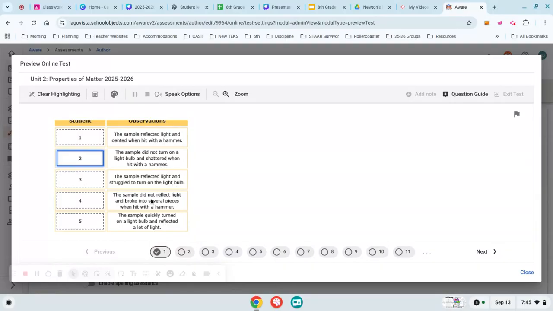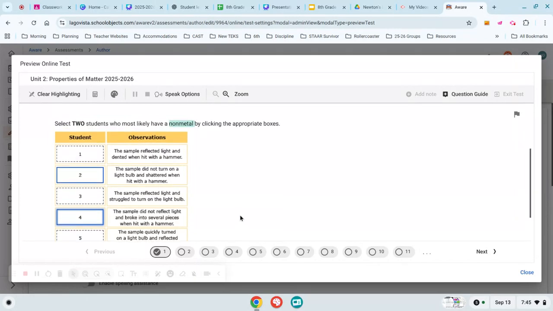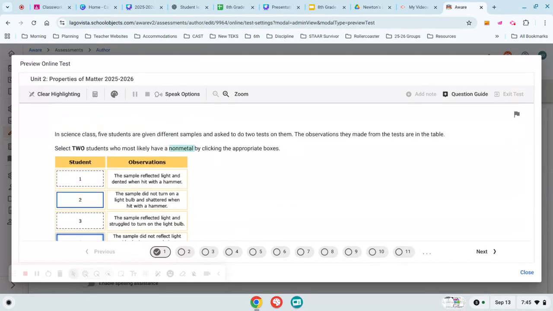The sample did not reflect light and broke into several pieces when hit with a hammer. That's almost exactly the same as the first one, so that is also my non-metal. The sample quickly turned on a light bulb, so that's a metal. It definitely is not a non-metal. So those should have been your 2 answer choices. A lot of kids missed this problem because it talked about 2 students and you only picked 1. So you also need to make sure that you are careful in reading.